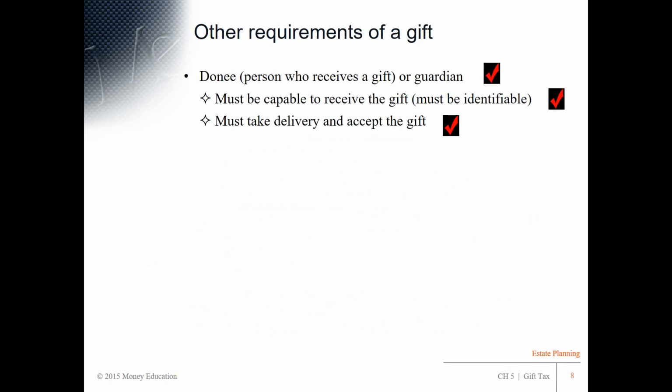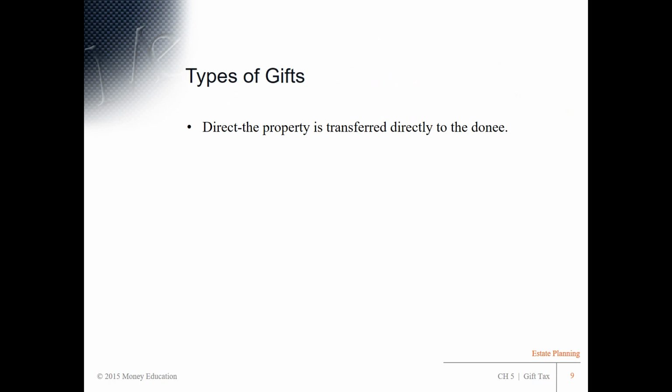Now, other requirements of a gift: the donee, the person who receives the gift, or the guardian, must be capable to receive the gift or be identifiable. We have to know who the gift was given to, and they must actually get the gift, take delivery and accept the gift. Now, two types of gifts that we'll talk about are direct gifts and indirect gifts. Direct, the property is transferred directly to the donee, just like this car. You give them cash, you give it right to them, or you can have indirect gifts, where the donor pays a legal obligation of the donee.